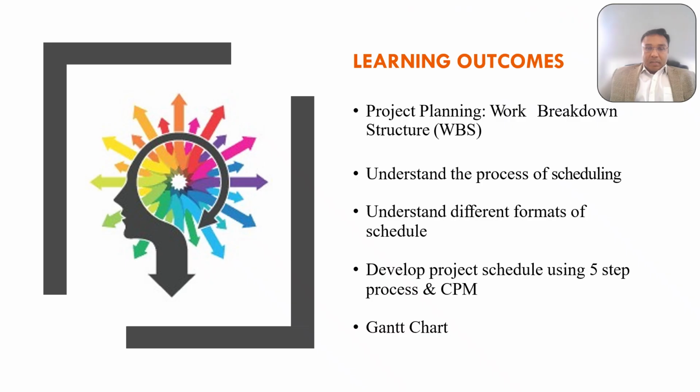In this session, we'll look into the project schedule and the WBS, the work breakdown structure, in detail, and we'll go through the CPM and the Gantt charts. By the end of today's session, you should be able to understand the concept and structure of a work breakdown structure, explain the process of scheduling in a project environment, identify different schedule formats used in industry, apply the 5 scheduling process, including the use of critical path method, and interpret and develop a Gantt chart to visualize your project timeline.